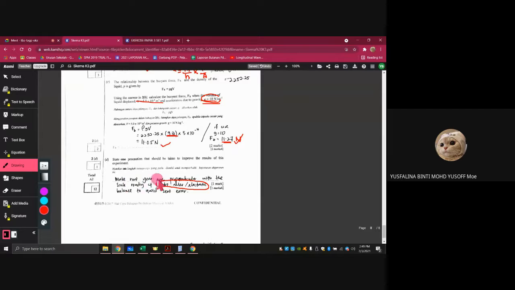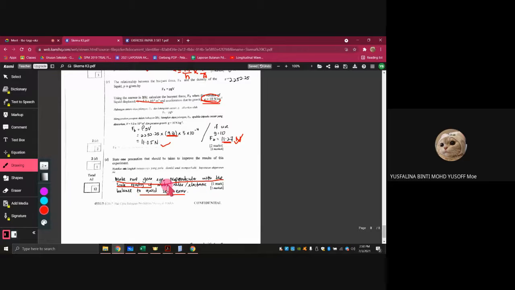So let's say, make sure your eyes are perpendicular with the scale reading of the meter ruler, okay, to avoid zero error. So that is the first one if you choose meter ruler. If you choose electronic balance, then you say make sure your eyes are perpendicular with the scale reading of the electronic balance to avoid zero error. So basically what you need to remember, I will underline for you. Make sure your eyes are perpendicular with the scale reading of, okay, to avoid zero error.